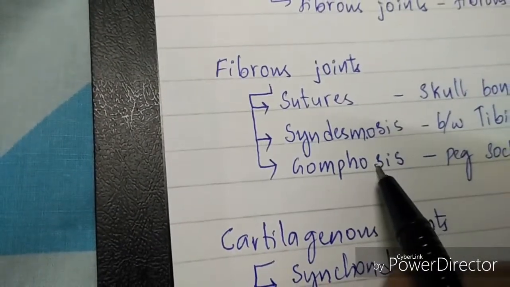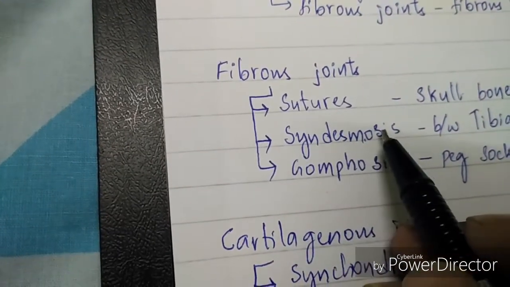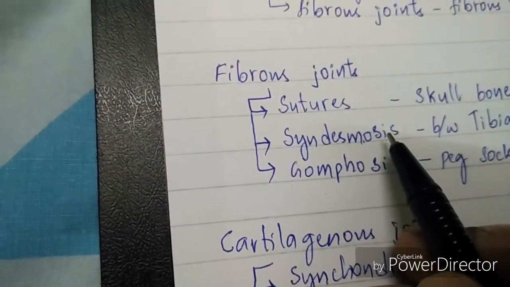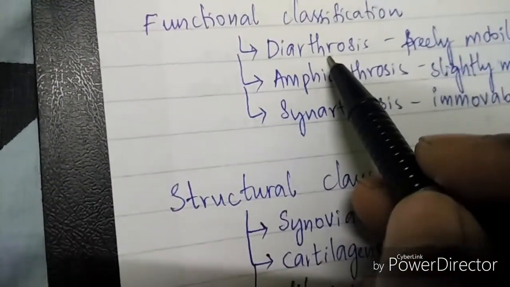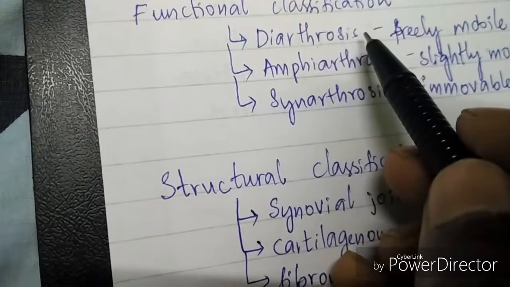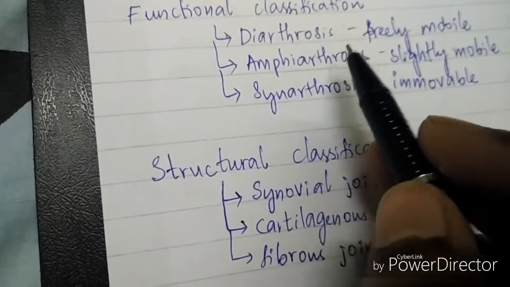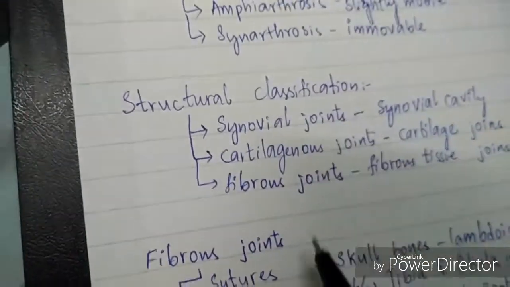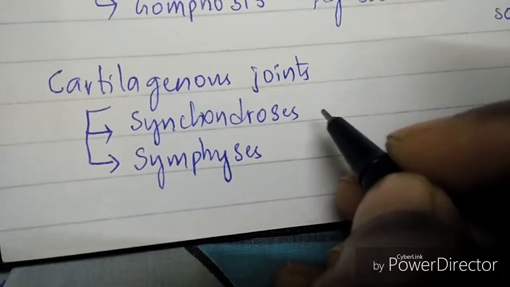And gomphosis, this is singular. If I put e instead of I, it is plural. Syndesmosis, if I put e here instead of I, it will become plural. And this diarthrosis is singular and diarthroses is plural. It's the same with all of these. IS is singular, ES is plural. Don't be confused.